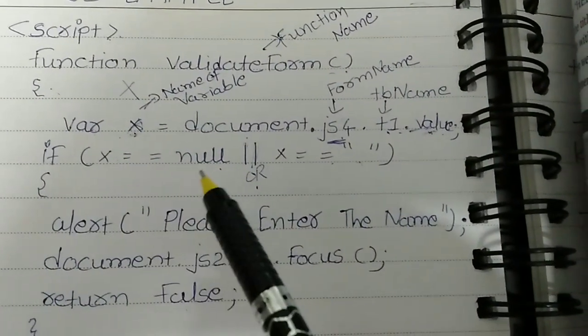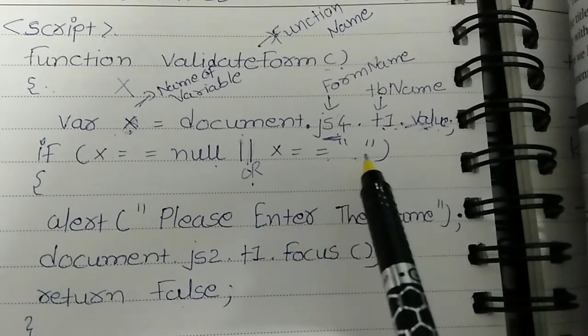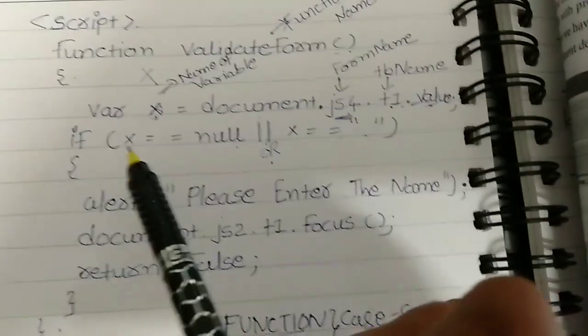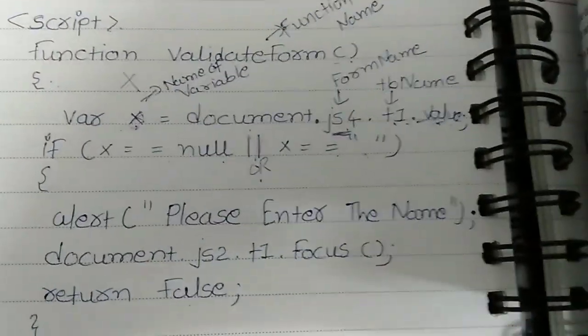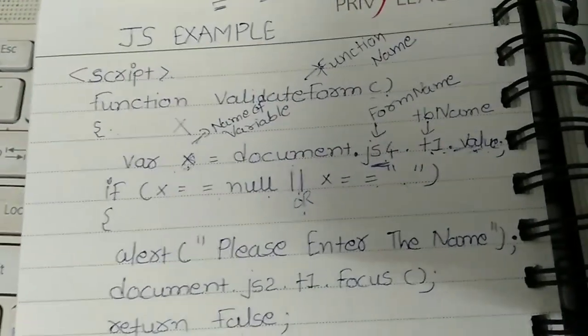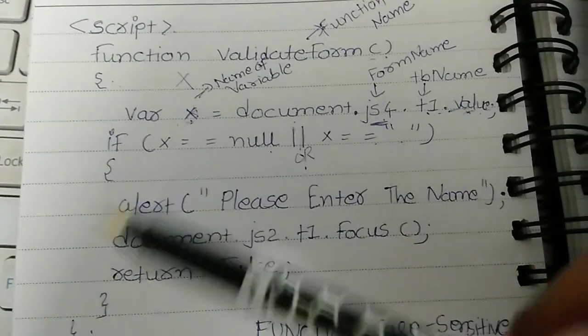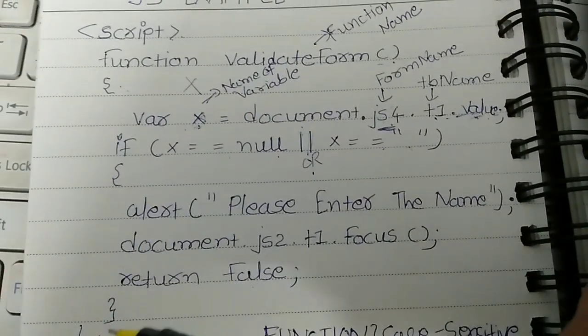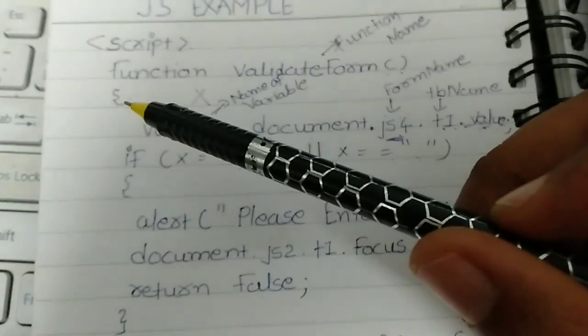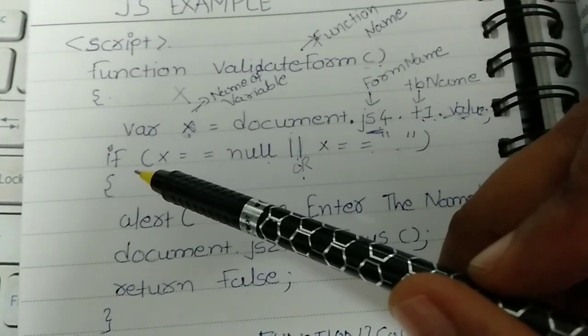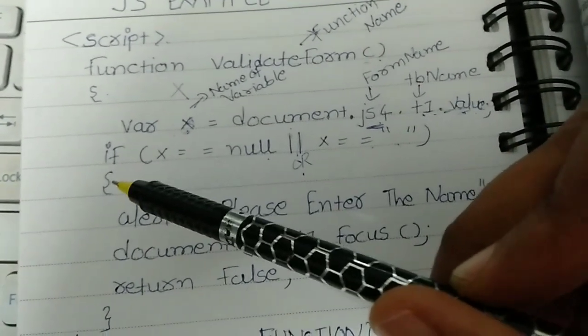So if x equals to null, or x equals to double quotes, the condition is true if the user doesn't write a name. Which condition? x equals to null, or x equals to double quotes. Then can you see, the if statement is compulsorily written inside an opening curly bracket and a closing curly bracket. This curly bracket is used for the function and this curly bracket is used for the if conditional statement.